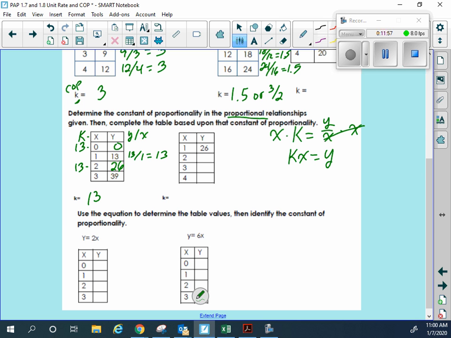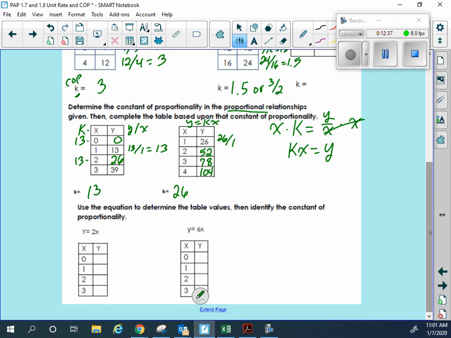So on the next one, what's our k? 26 over 1, which is 26. And now what am I going to do to solve for y? Just multiply. We're going to do y equals kx. So 2 times 26 is 52. 3 times 26 is 78. And 104. We good? Okay.